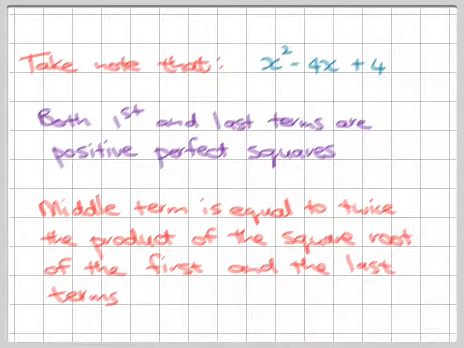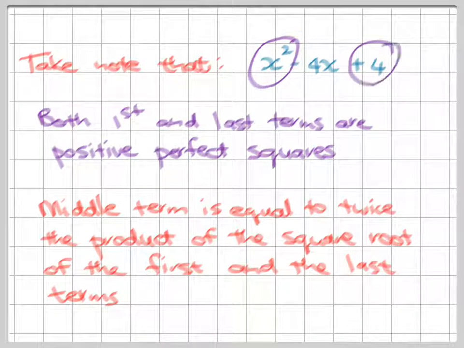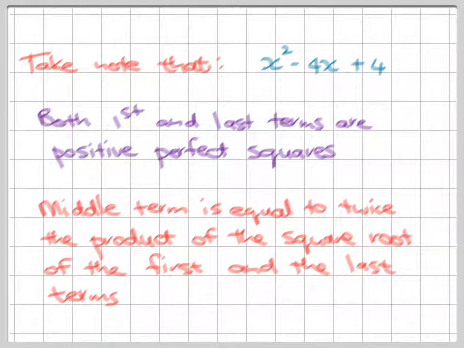So let's have a look at them. Let's use this as an example. There's a trinomial. Basically, the first and the last terms have to be positive perfect squares. There they are. They are positive perfect squares. Do you see them? You see we have a positive x squared. That's a perfect square. And we have a positive 4. So that's the first thing you have to look out for. So that's step number 1.